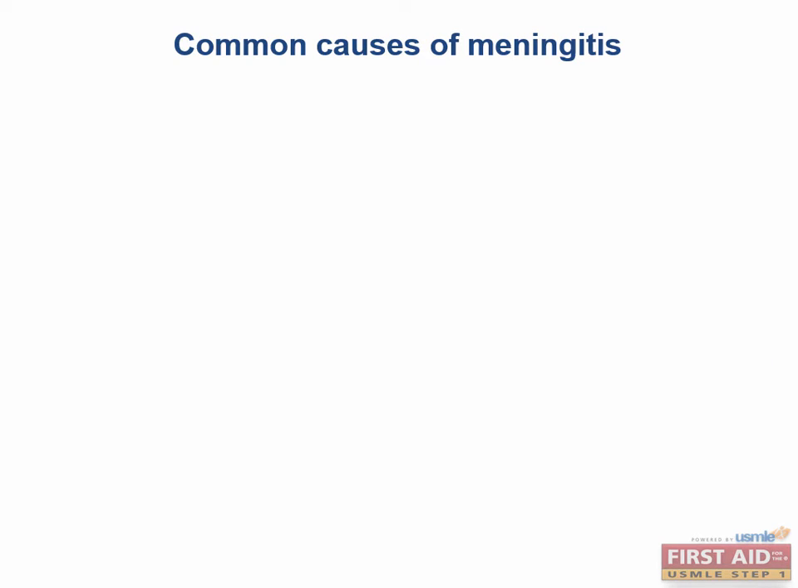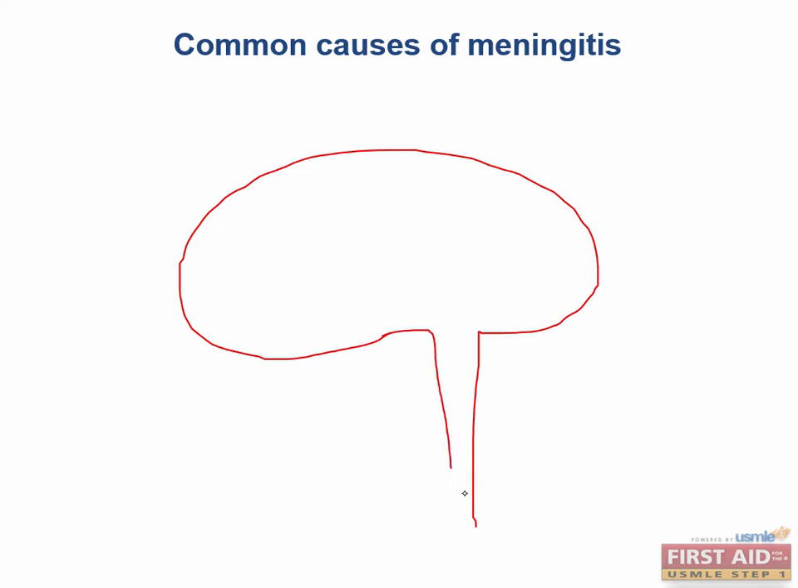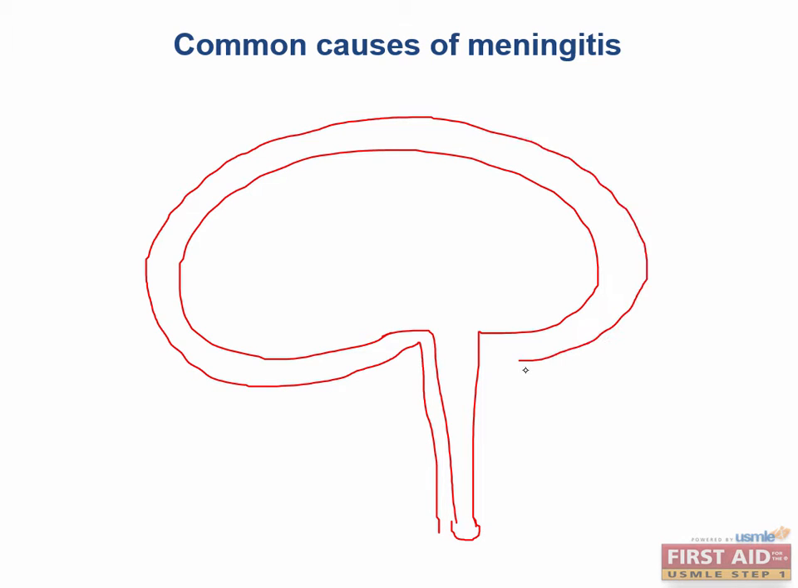So now let's talk about encephalitis. How does encephalitis differ from meningitis? To help answer this question, here's a simple diagram of the spinal cord and the brain. The brain and spinal cord consist of the central nervous system, and they are surrounded by a layer of meninges, specifically the pia, arachnoid, and dura mater. Meningitis is an infection of one of the layers of the meninges, the pia, arachnoid, or dura mater.